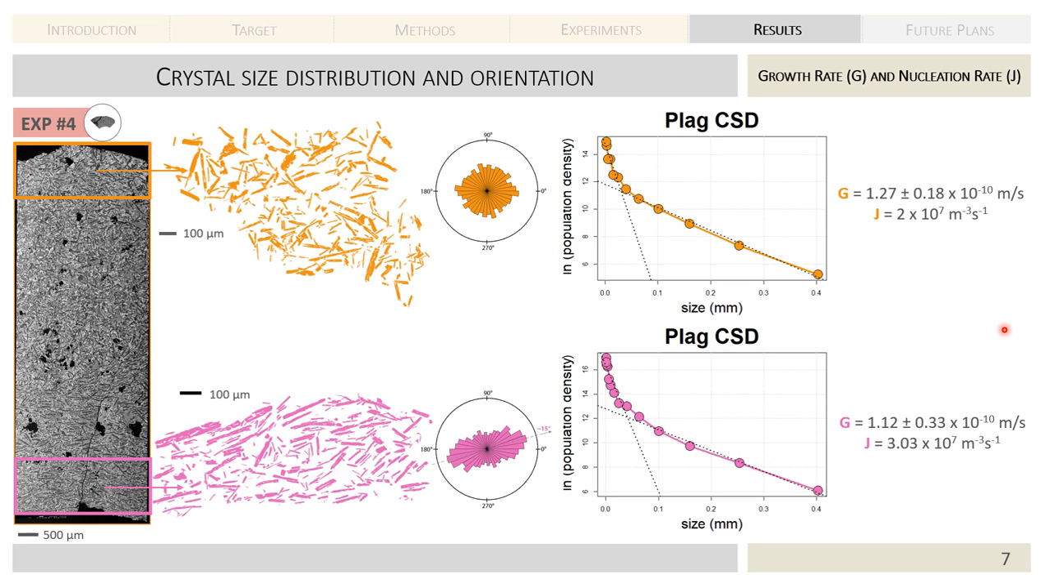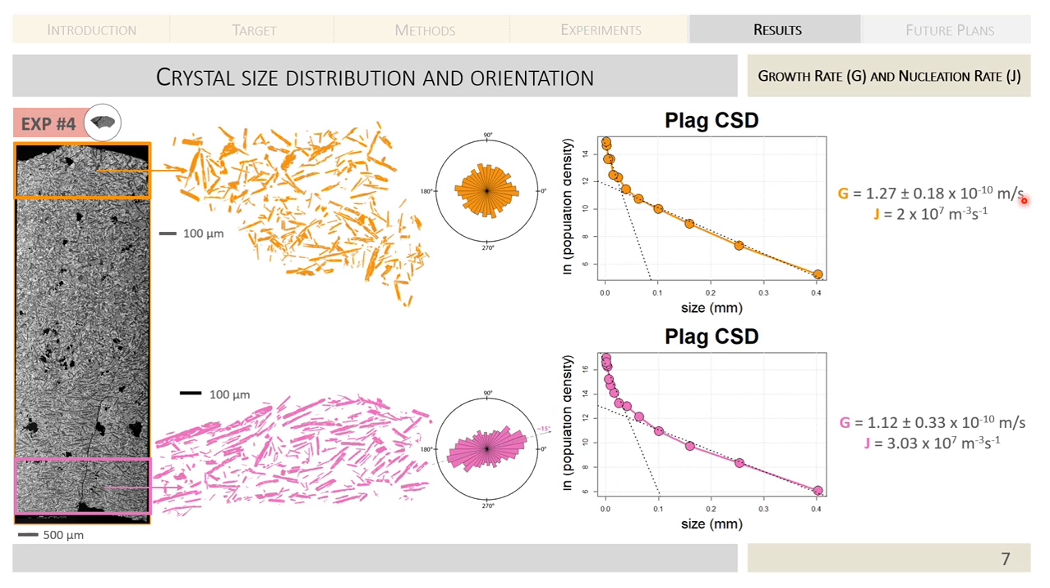In the following growth rate and nucleation rate calculation, we take into consideration only these two families here. From the CSD plot, the linear regression line is directly associated with growth rate and nucleation rate. Indeed, the slope of the line is inversely proportional to the crystal growth rate, and the intercept of the line is directly proportional to the nucleation rate.